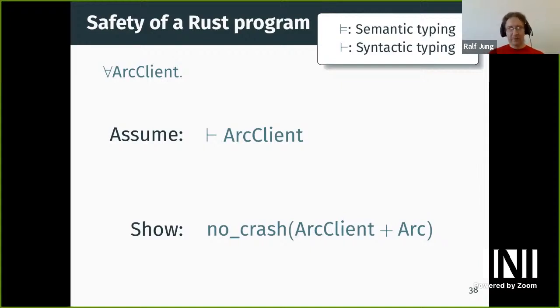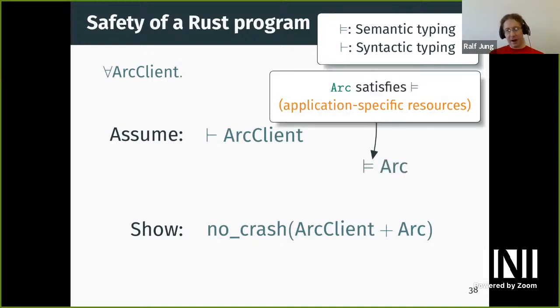How do we do that? Well, we start by proving that Arc, the other part of the code we are running, is semantically well typed. We have to show that it satisfies the semantic double turnstile, the clever notion of typing. And this is essentially a much more elaborate version of the proof that we've done in the first part of this talk. We are making heavy use of application-specific resources to verify that this concrete library actually satisfies its semantic notion of typing.